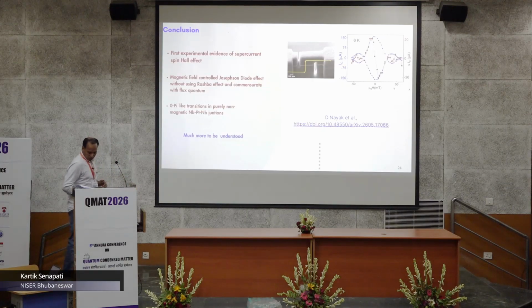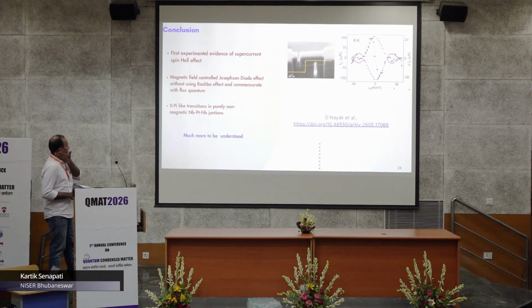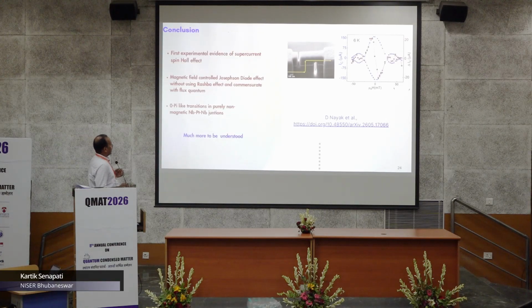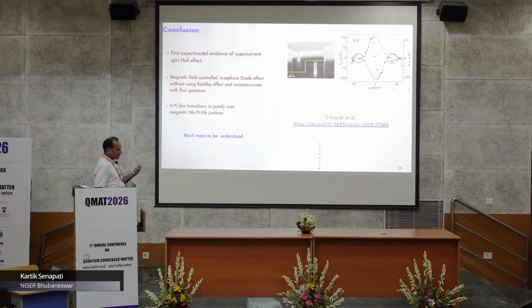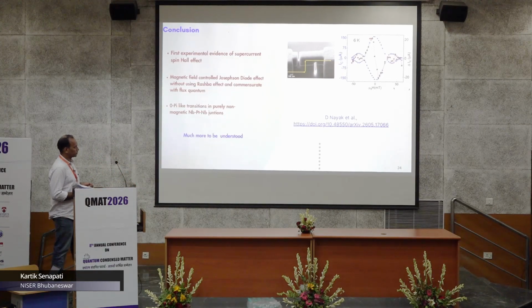So what I will conclude with is that this data is actually the first experimental evidence of the supercurrent spin-Hall effect. This is a magnetic field controlled Josephson diode without using the Rashba effect, which is the most popular approach to this. And we are seeing zero pi like transition in a purely non-magnetic junction. So this is significant in that way also, but there is a lot more to be understood in this work, of course.